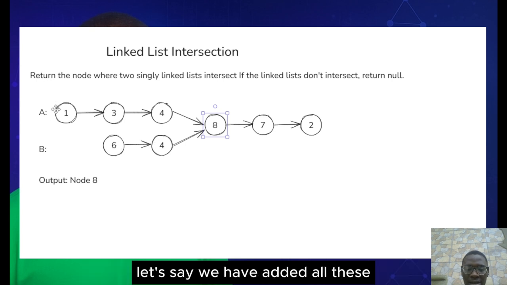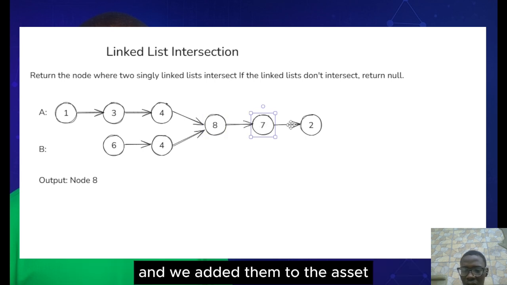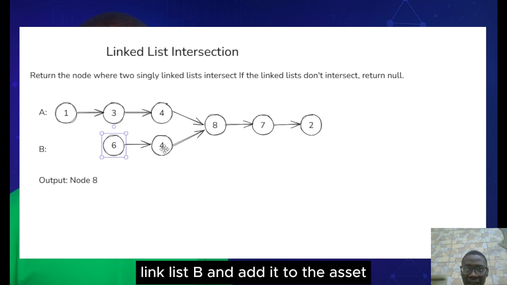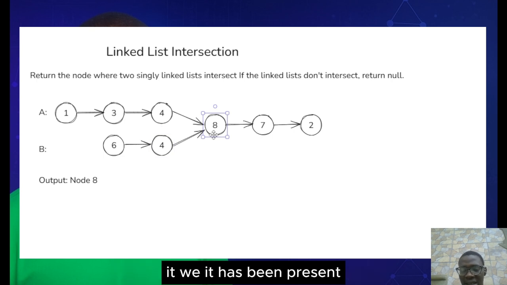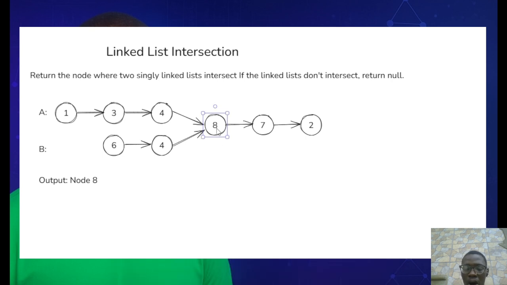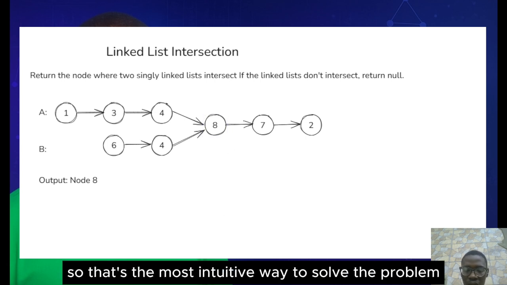Imagine now that we have traversed the first linked list and added each node to the hash set, and then we traverse the second linked list B, checking against the hash set. We see that when we get to this point, it is present, it existed in the hash set, and so we are going to return this particular node as the node at the intersection. So that's the most intuitive way to solve the problem.